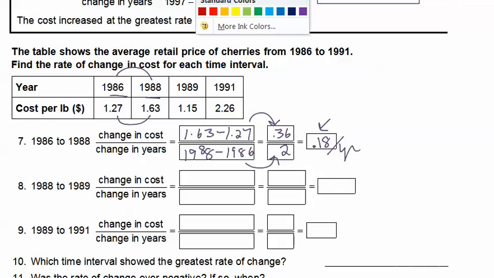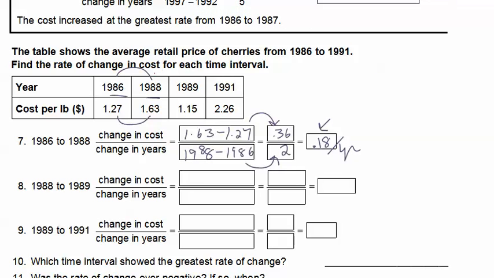But it's not going to stay the same. Cherries prices increase and decrease. You can see the next period of time there's an actual decrease. So in this one, your change in cost is going to be negative. It's actually decreased, which is maybe crazy. So you're going to take 1.15 minus 1.63 and you'll get a negative answer. And then when you do your change in years, you'll get a positive number, of course.